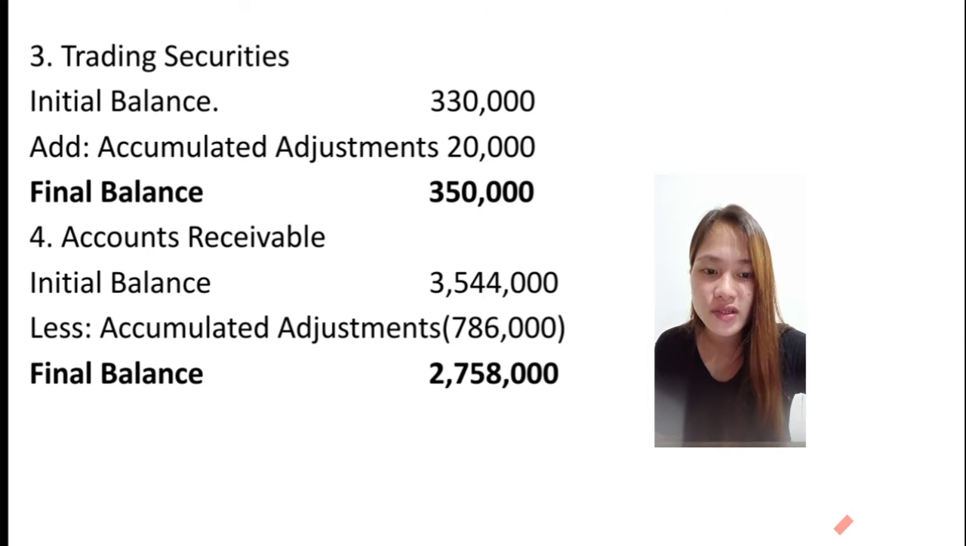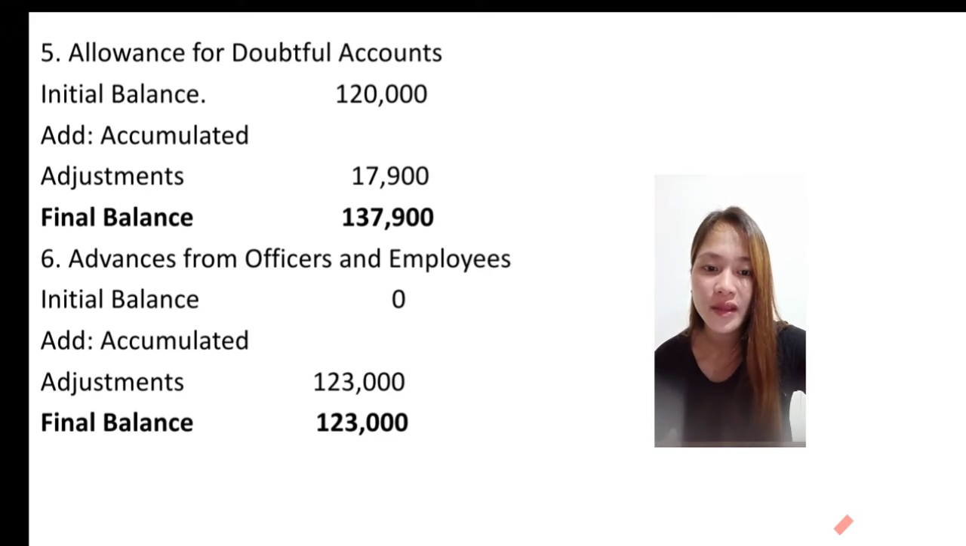Number 4, accounts receivable. Initial balance is 3,544,000 pesos, subtracted by the accumulated adjustment, which is 786,000 pesos. So the final balance is 2,758,000 pesos.